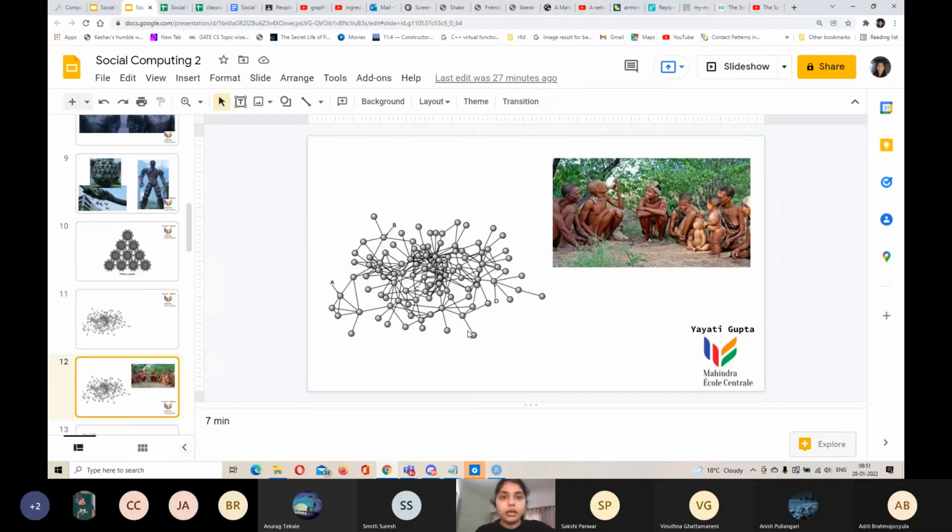Now I'll take a quick turn. So this network which you see here, how can I get rid of this? Can I move it somewhere?